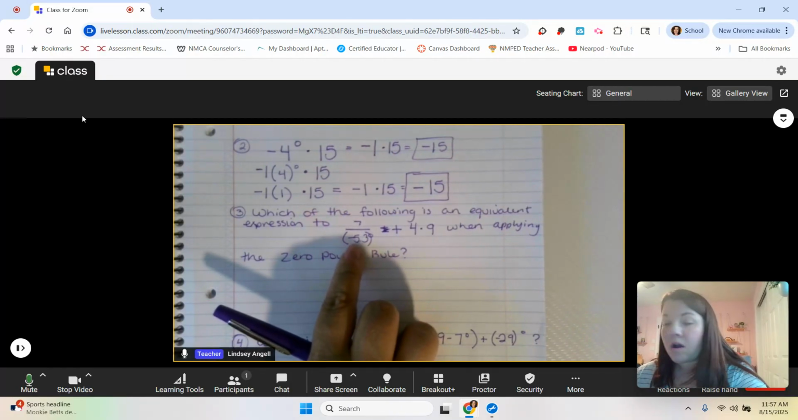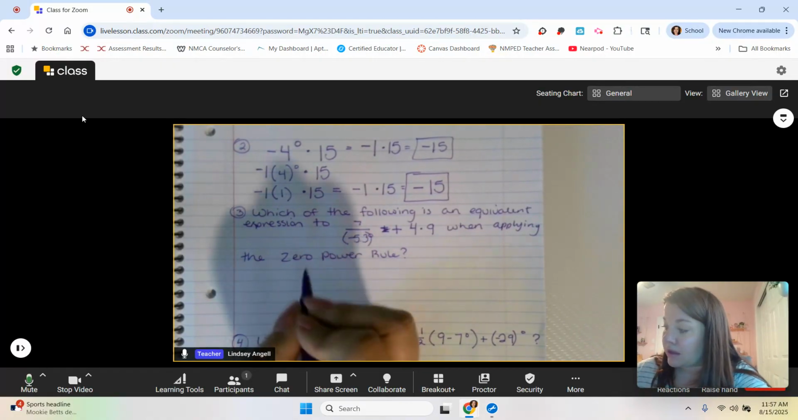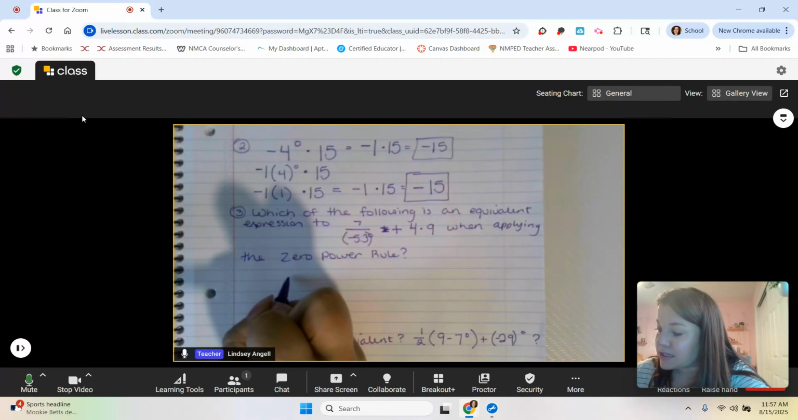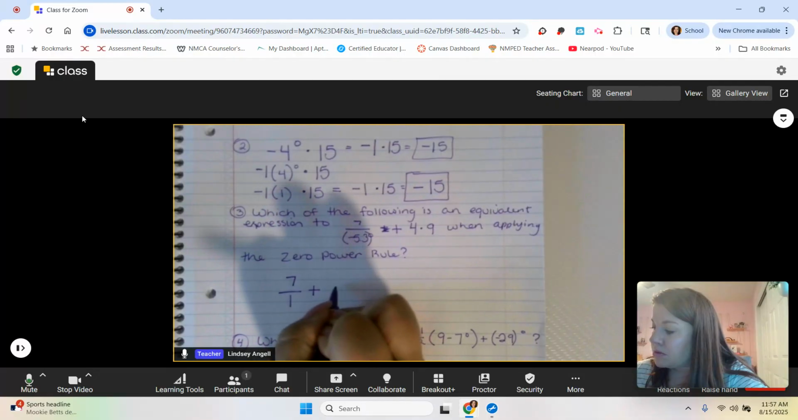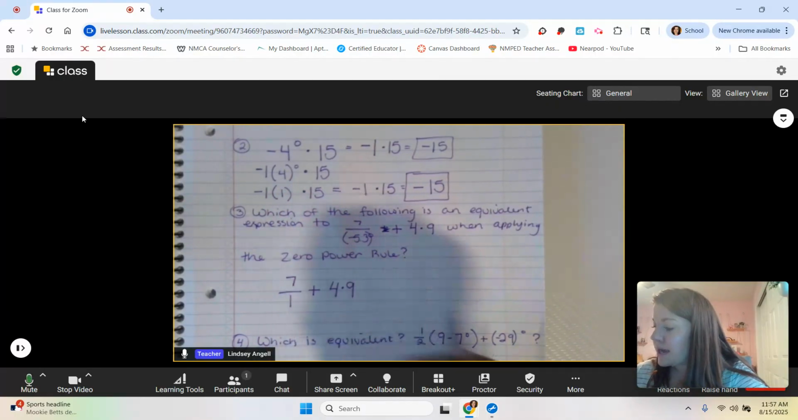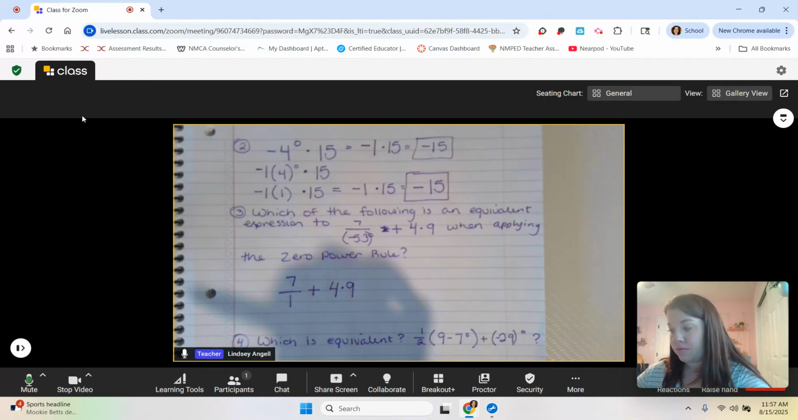But notice with this one, and I didn't write it very well, I apologize for that, there are parentheses around the negative 5 and 3/10, which means that the 0 power is applied to the whole thing. So I could rewrite this expression as 7 over 1 plus 4 times 9. And I believe that's the answer in your quick check. Okay, but I wanted to talk through it.